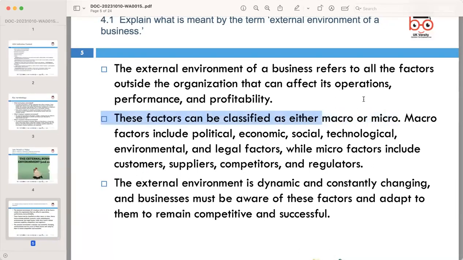So macro factors encompass elements such as political, economic, social, technological, environmental, and legal factors. Macro factors are broad in scope and can significantly influence the business. They are often beyond the direct control of the company.